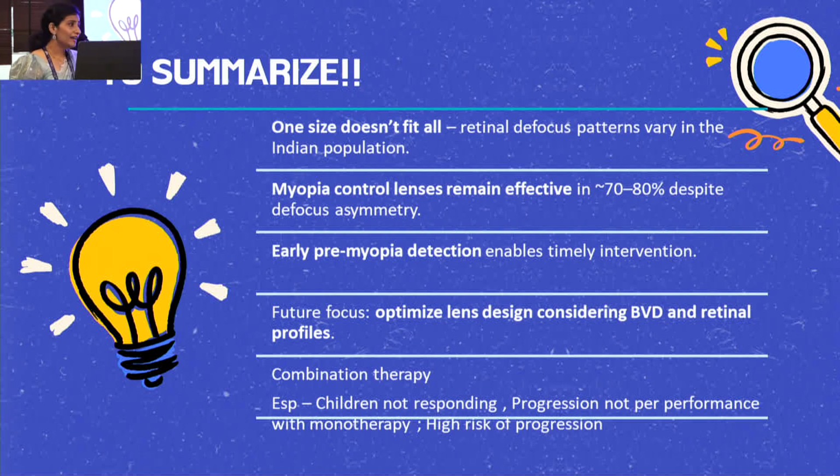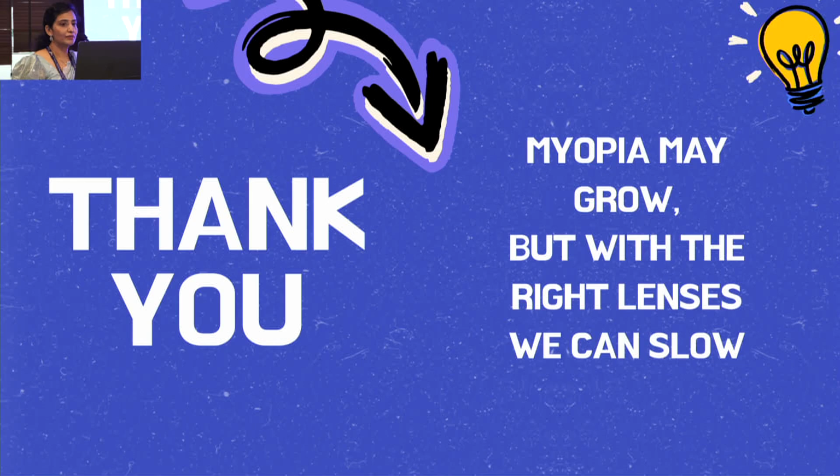And in spite of any of these, whether there is a hyperopic defocus or not, myopia control glasses still remain effective in about 80% of the patients. Early pre-myopia detection enables timely intervention, and we'll have to optimize designs considering the binocular vision and the retina profiles of the patient. And combination therapy is becoming a boom, especially for the ones who are progressing despite monotherapy. Thank you.